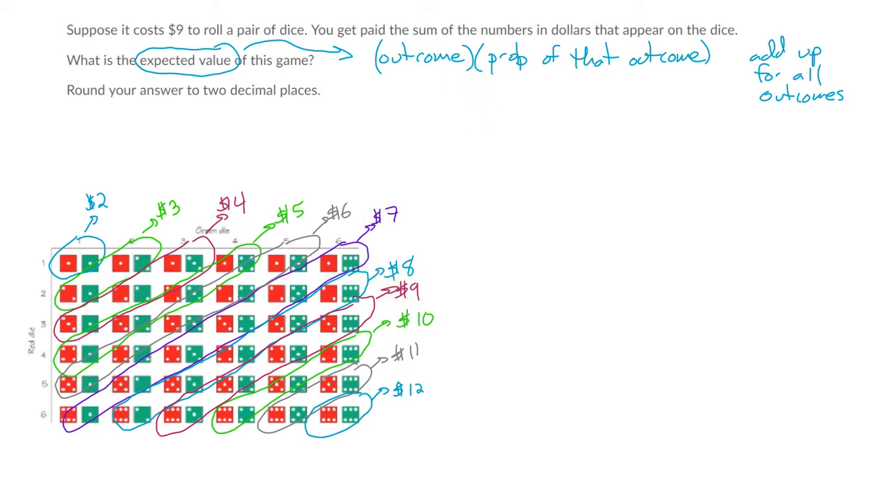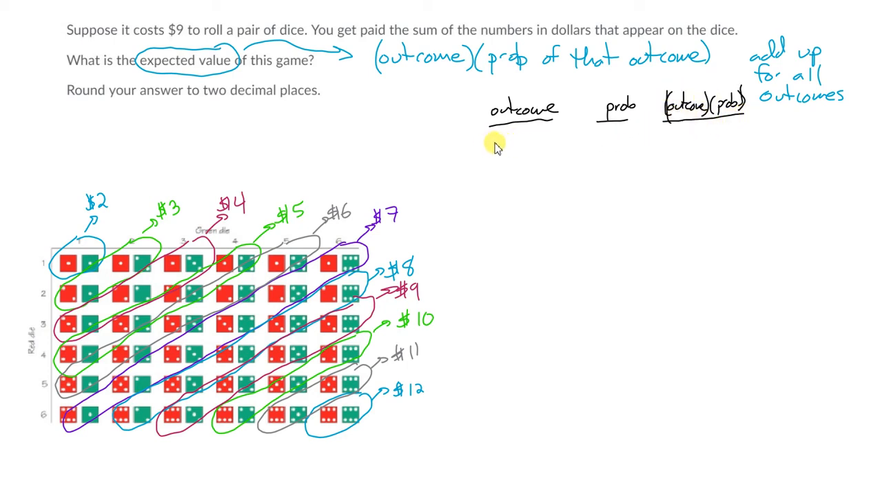Now, when we say outcome, this is the outcome of the dice itself, but you're not just winning that amount of money. You have to pay in $9. So we're going to make a little table: an outcome column, a probability column, and then a column for the multiplication of the two, outcome times probability. That's the column we're going to add up.